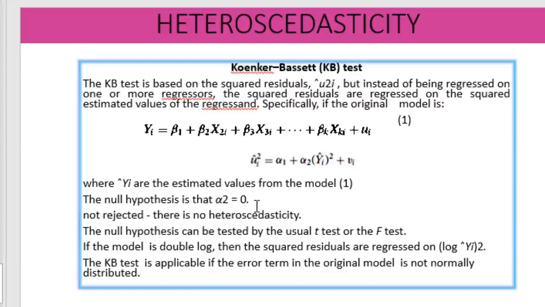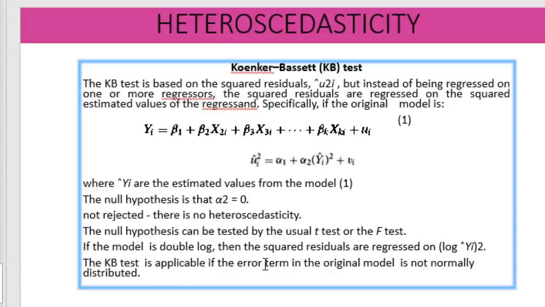The null hypothesis is that alpha 2 equals 0. If it is not rejected, there is no heteroscedasticity. The null hypothesis can be tested by the usual t-test. That is, ui cap square is regressed on the estimated yi cap. First run the original equation, obtain the error term, then obtain the estimated yi cap, then do the regression. If the null hypothesis alpha 2 equals 0 is rejected, there is heteroscedasticity. Its significance can be tested by the t-test or the F-test.